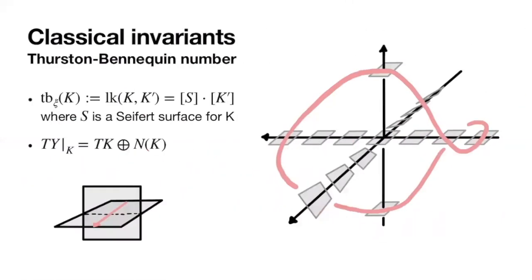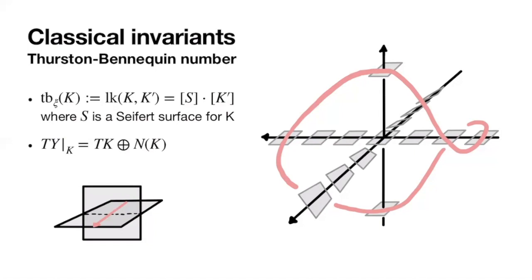When you're talking about Legendrian knot theory, there are two classical invariants that come up. The first one is called the Thurston-Bennequin number. Here's a definition. It's the linking number between K and K prime. I'll tell you what K prime is in a second. You can also think of this as the intersection number between a Seifert surface for my Legendrian knot and this K prime. So what is K prime?